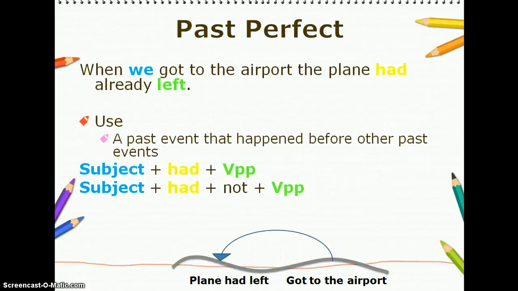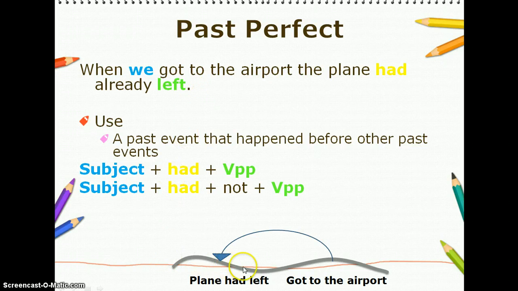When we talk about the past perfect, we know that we're talking about a moment. This is now, so we're talking about the past. And then from the past, we are looking back. So what happened? We tend to call it the past of the past. Okay, so let's have a look at an example. When we got to the airport, the plane had already left.